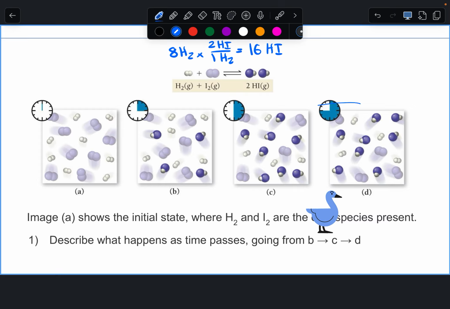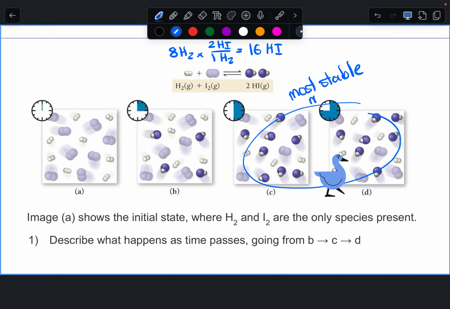So when we hit this point, we don't know why, but this must be the most stable mixture of reactants and products.